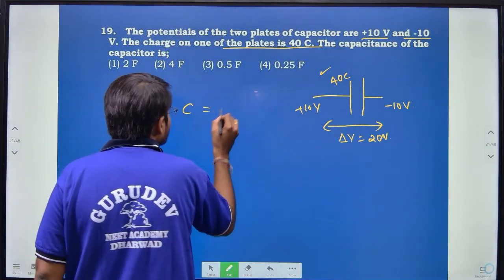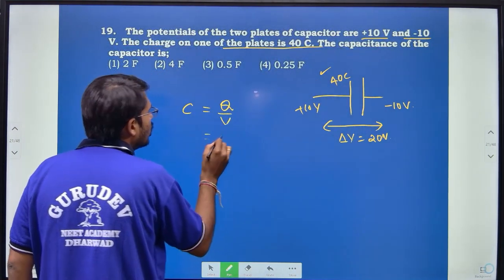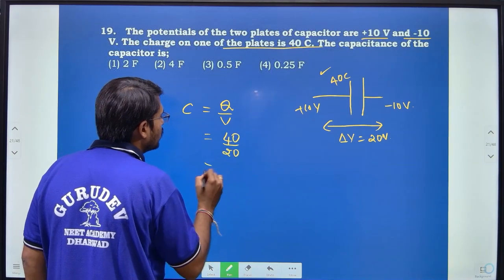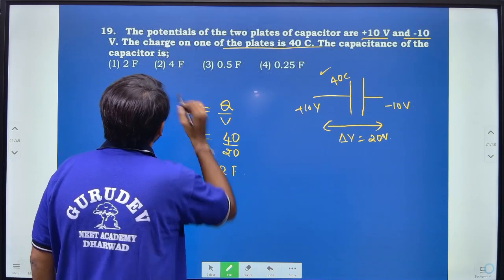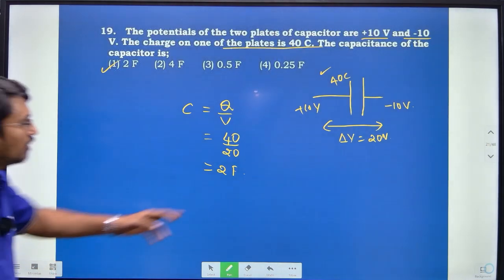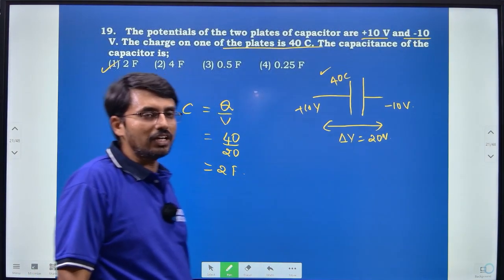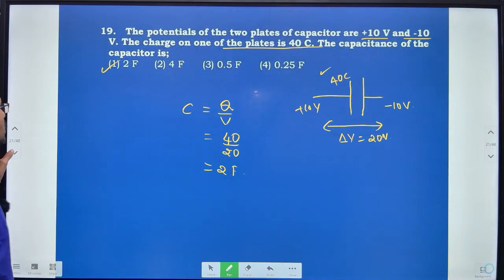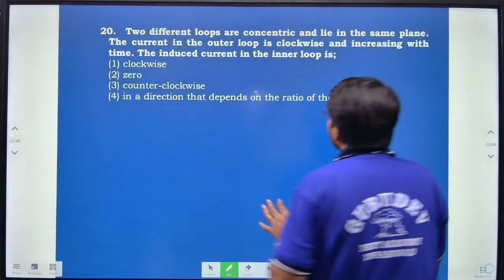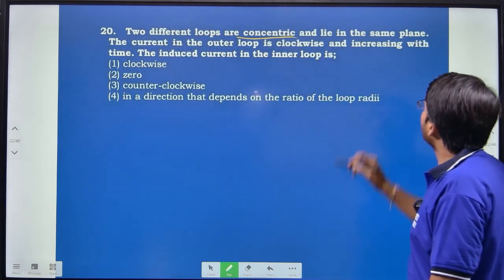Capacitance is charge divided by the potential difference, that is 40 divided by 20, therefore it is 2 farad. That is the right answer for this. Most probably we will make a mistake while finding this delta V, so we should be a little careful. Next, two different loops are concentric and lie in the same plane.